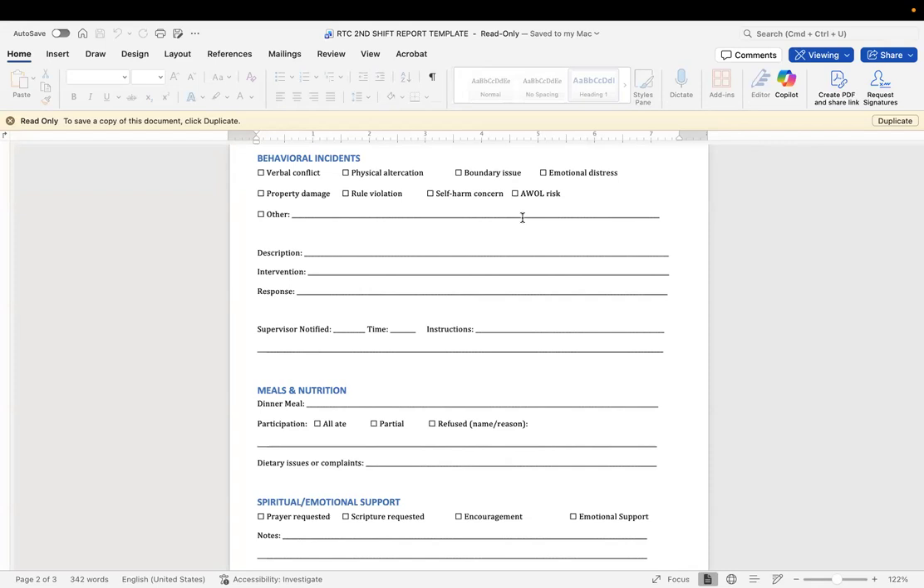So description, intervention, and response. This is where you can describe the behavior and what you did to intervene. Maybe you redirected them. Maybe you called in another staff member. Maybe you had to separate them from the group. Whatever the intervention was that you used, then you can list that there. And then what's their response?